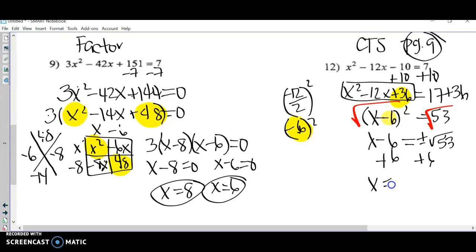Alright, and then the last step would be to add 6 on both sides. x is equal to 6 plus or minus root 53. And you cannot simplify that any further. That would be your answer. In the next video, I am going to do a solve by taking the square root and quadratic formula.